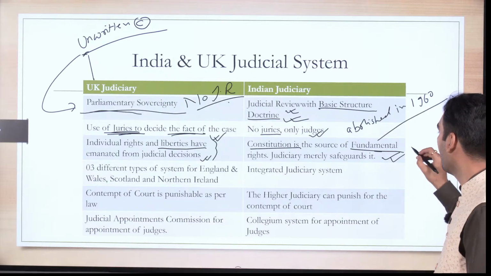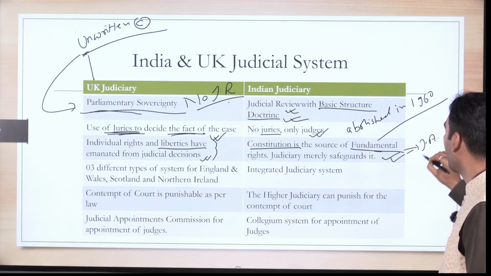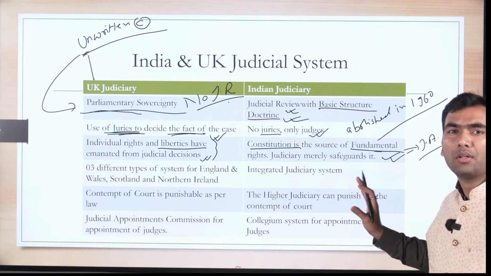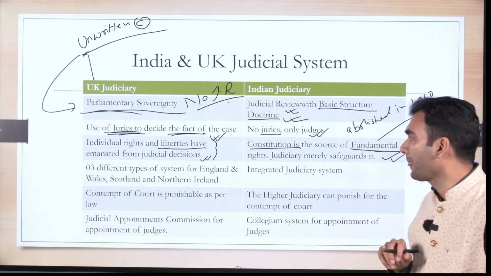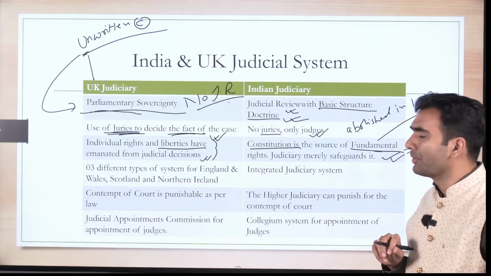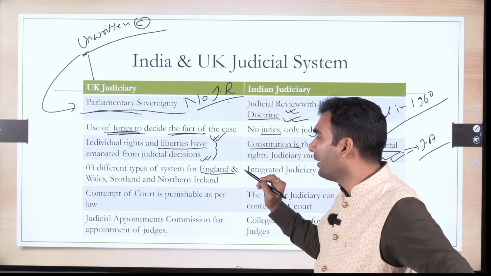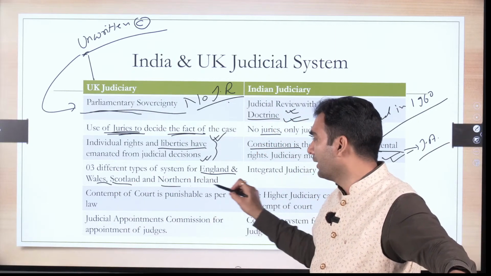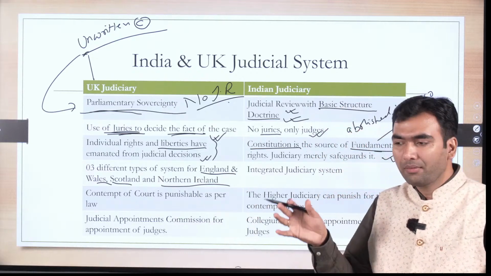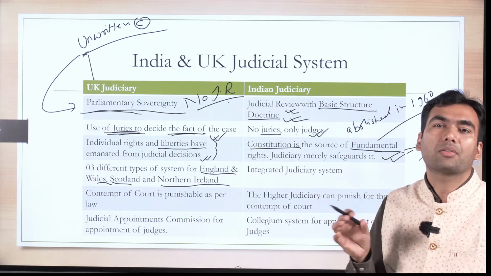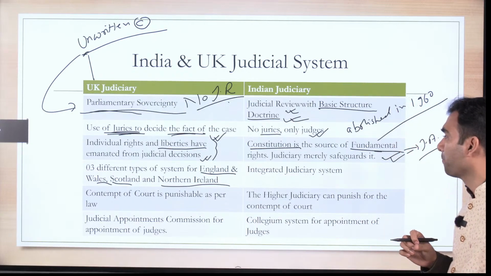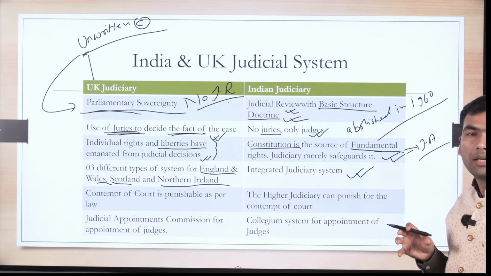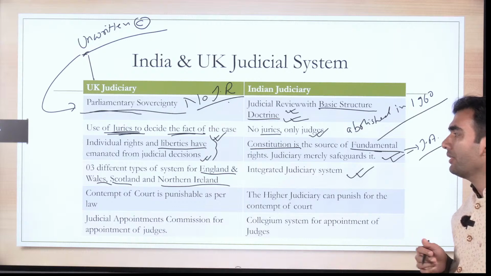Although in India also, through judicial activism, various fundamental rights have emerged by the judiciary. But since we are writing differences, this is how the differences in the two systems are there. In the judicial system, the system for England and Wales is one kind of system. For Scotland, the system is slightly different. In Northern Ireland, the system is further different. So they have different kinds of systems in different parts of the United Kingdom, whereas there is an integrated judicial system throughout the territory of India. So that's a major difference.